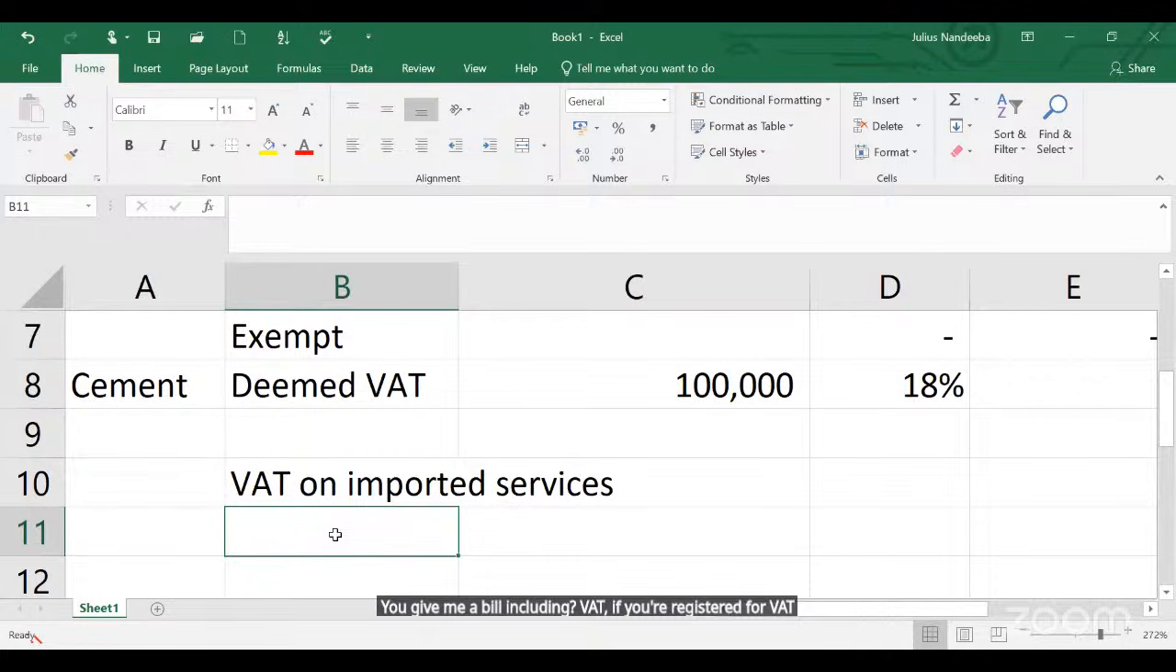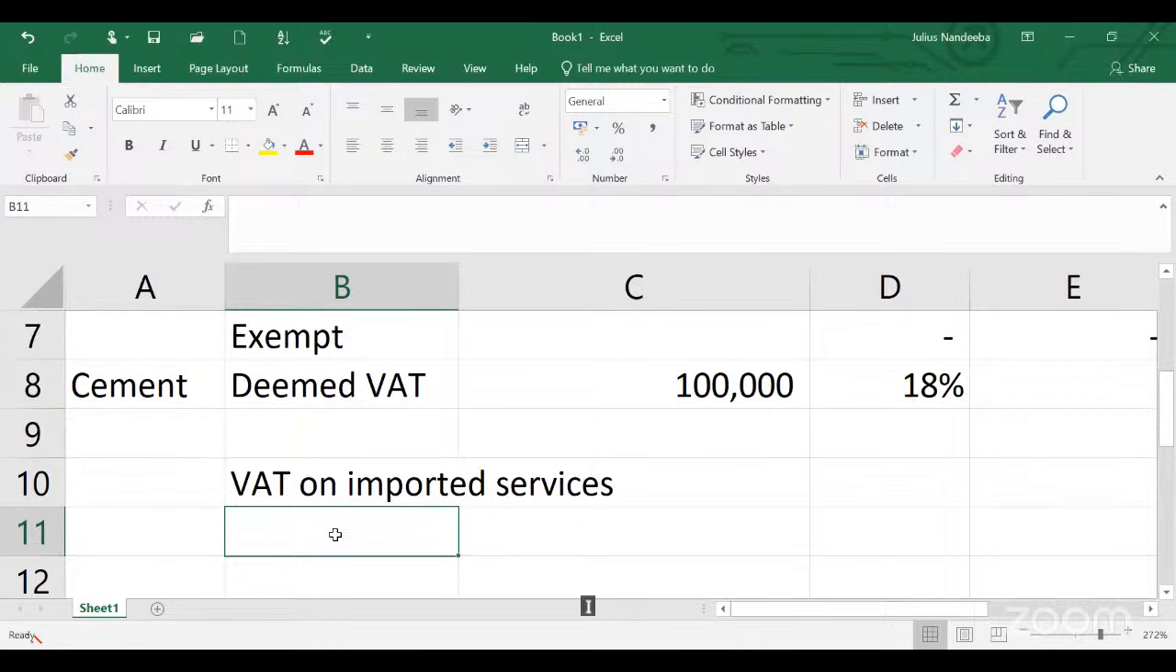But for imported services, now the consultant is coming from outside. He's going to give me a bill. His bill will not have VAT in it, because he's not a taxable person. He is a foreign service provider. He's not registered for VAT. He's not going to charge me VAT. But after getting his service, I must charge myself VAT.